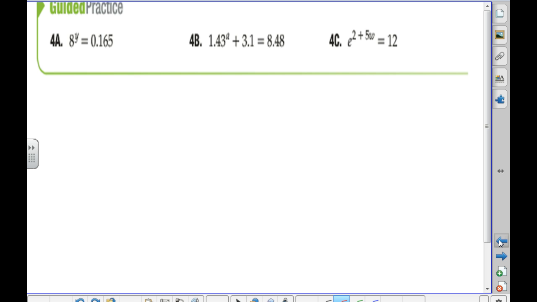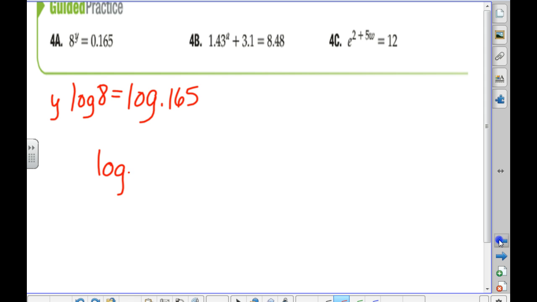Do we need to go over these? You just rewrite as a log or take the log of both sides, whichever way you want to do it, okay? So you could do y times the log of 8 equals log of 0.165. That's the way I would do it, and then divide. Some of you realize you can rewrite that as a log base 8 of 0.165 equals y, and type that in your calculator. That's just not the way I learned to do them, so I don't do them that way, but it's fine. You get the same answer, I promise.